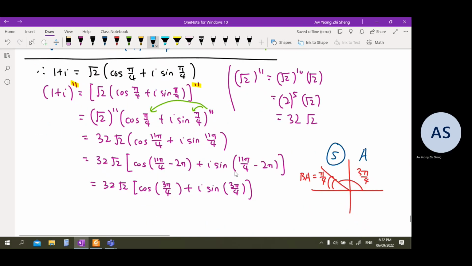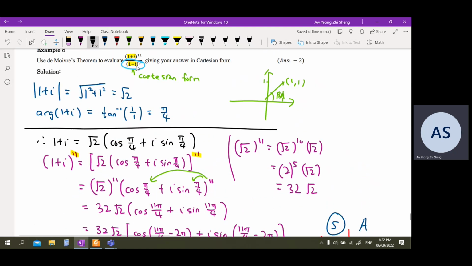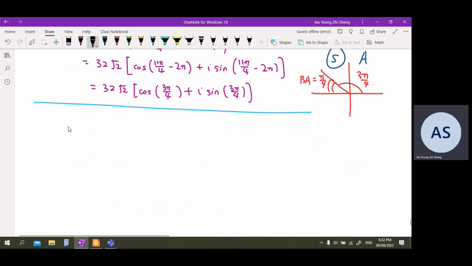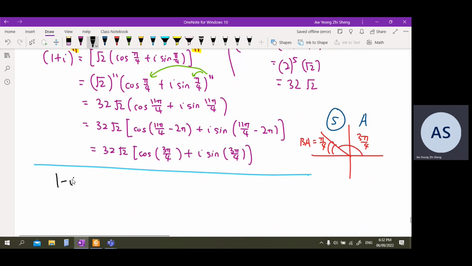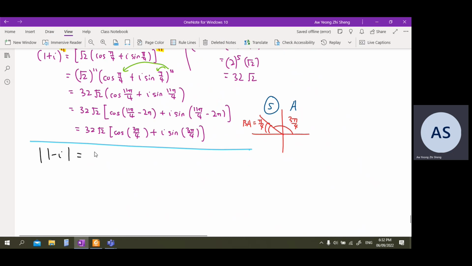Okay. Now the next number is 1 minus i to the power 9. The number at the denominator of the question is 1 minus i to the power 9. So I would want to convert 1 minus i to modulus argument form first. And so the modulus is the square root of 1 squared plus minus 1 squared. So again, I get square root 2.